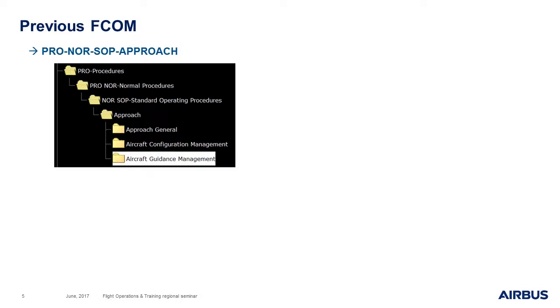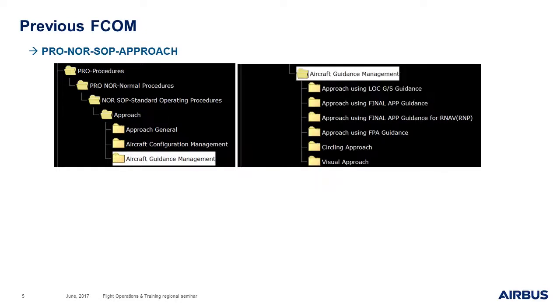This section describes the management of the energy of the aircraft that is common to all approach types and all guidance modes. And we have a third section called Aircraft Guidance Management that will provide the procedure to apply to fly a given guidance mode. So you will find in this section the different guidance modes that are used to fly an approach.